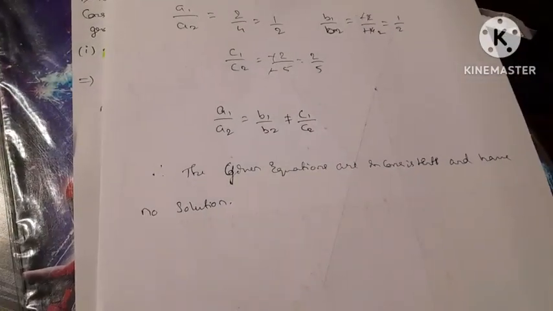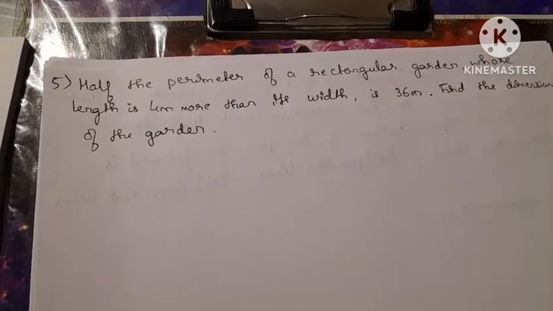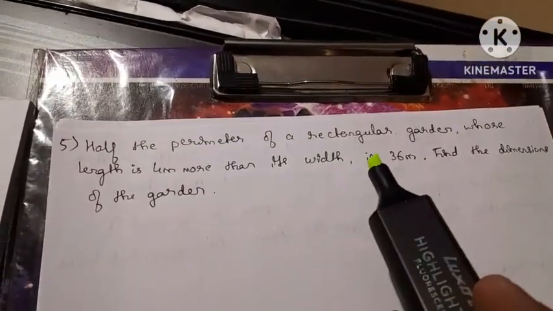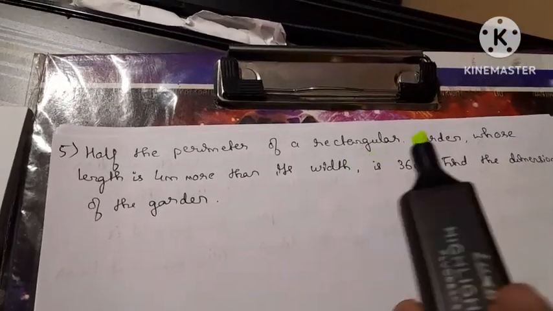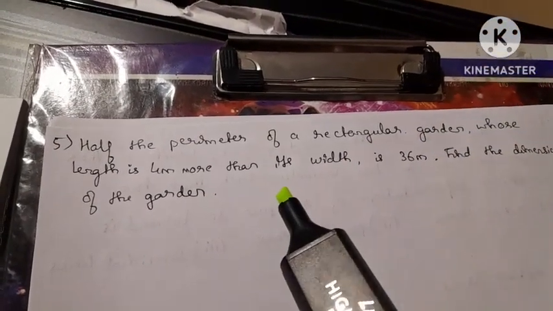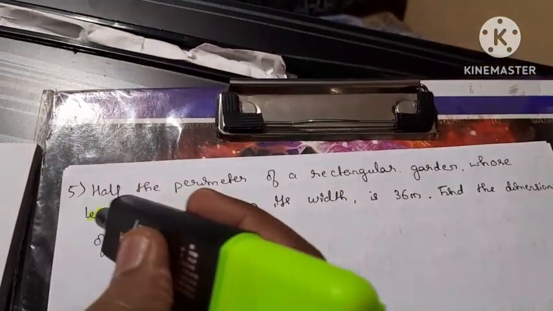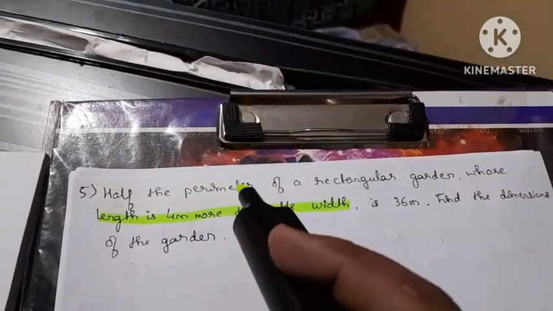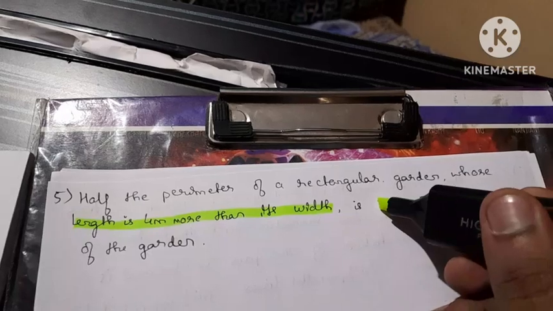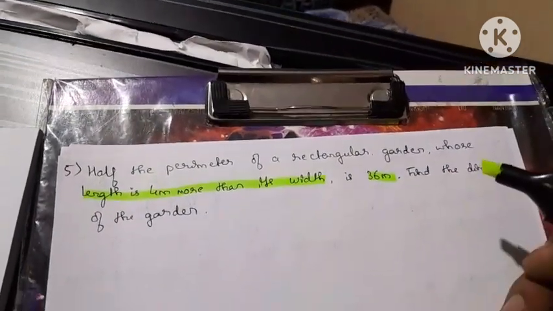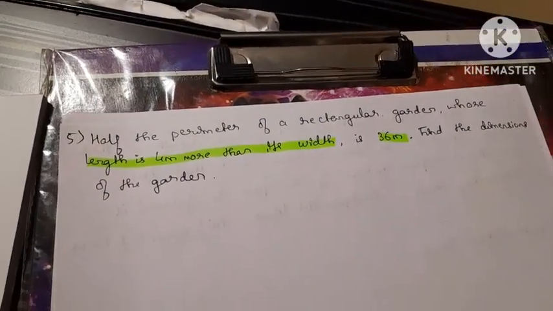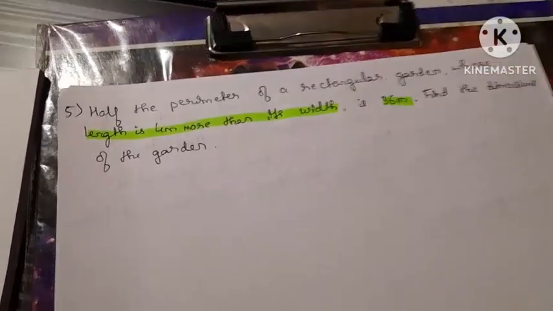We'll see question number 5 now. Moving to question number 5, which is very easy to solve if the question is understood properly. They have given half the perimeter of a rectangular garden whose length is 4 meter more than its width. So understand this line: length is 4 meter more than its width, and half of the perimeter is 36. Don't get confused here. We have to find the dimensions of the garden. They didn't say graphically or algebraically, so we'll just go with algebraically, which is faster to solve.